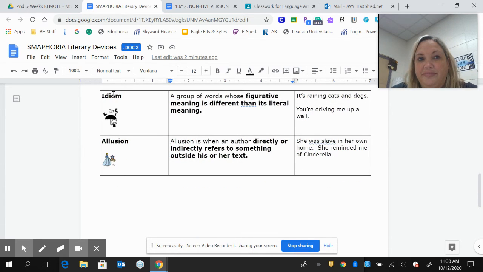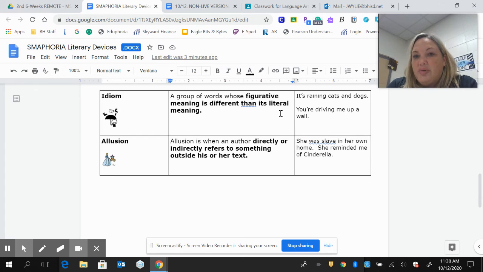An idiom. This is the I in Smophoria. A group of words whose figurative meaning is different than its literal meaning. Figurative means like, it's something that you think, it's not really in front of you. It's a part of speech that conveys meaning without actually saying the exact literal thing.